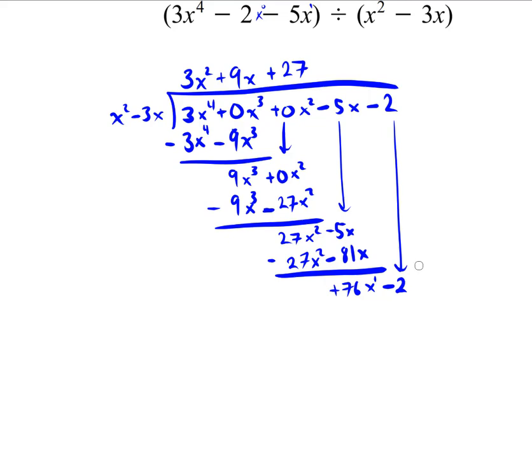And you might be saying, well, what on earth do I do with this 76x minus 2? And that's a very valid question. Let me show you what you do with that. So I take my 76x minus 2, and I'm going to put it on top just like I've been doing. So I get plus 76x minus 2 all over x squared minus 3x.